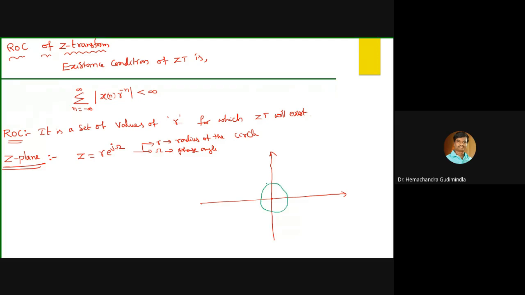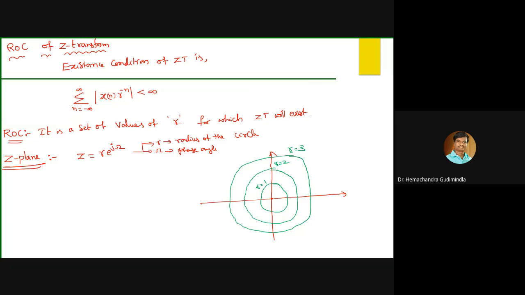This is one circle with the radius. Let us take r equal to 1. Now one more circle I am drawing. Let us take r equal to 2, r equal to 3. So like that we need to draw the circles. So basically this Z plane consists of circles, which is equivalent to magnitude.